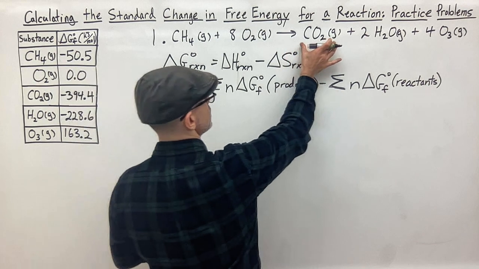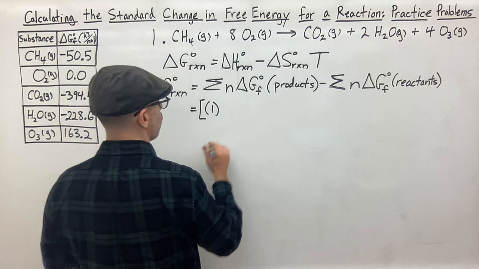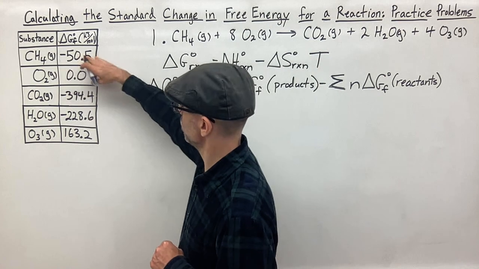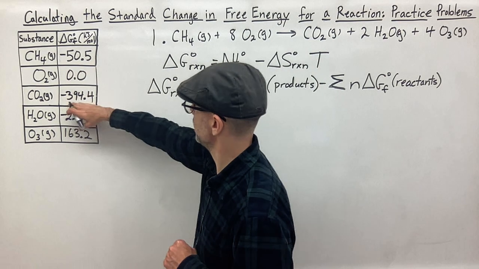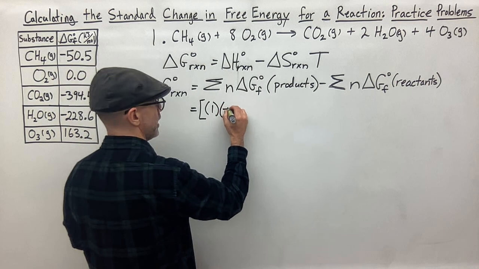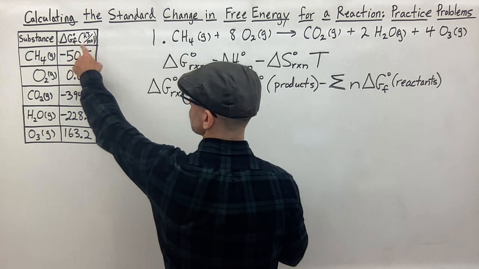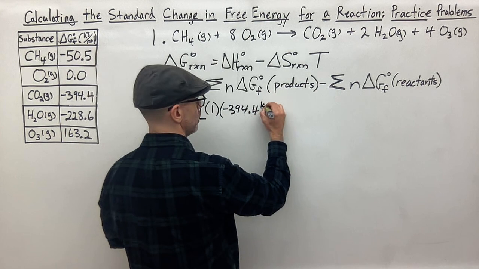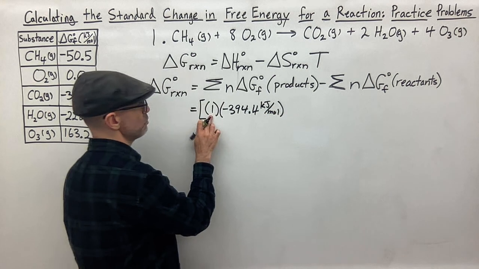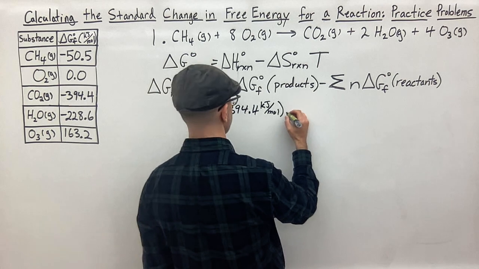First product is CO2. I have only one of those. So 1 mole multiplied by its standard free energy of formation. So that's going to be CO2 here, negative 394.4. So that's going to be multiplied by negative 394.4, and that's kilojoules per mole. Okay, so this is moles. Moles and moles are going to cancel out. So we'll end up with kilojoules in the end.